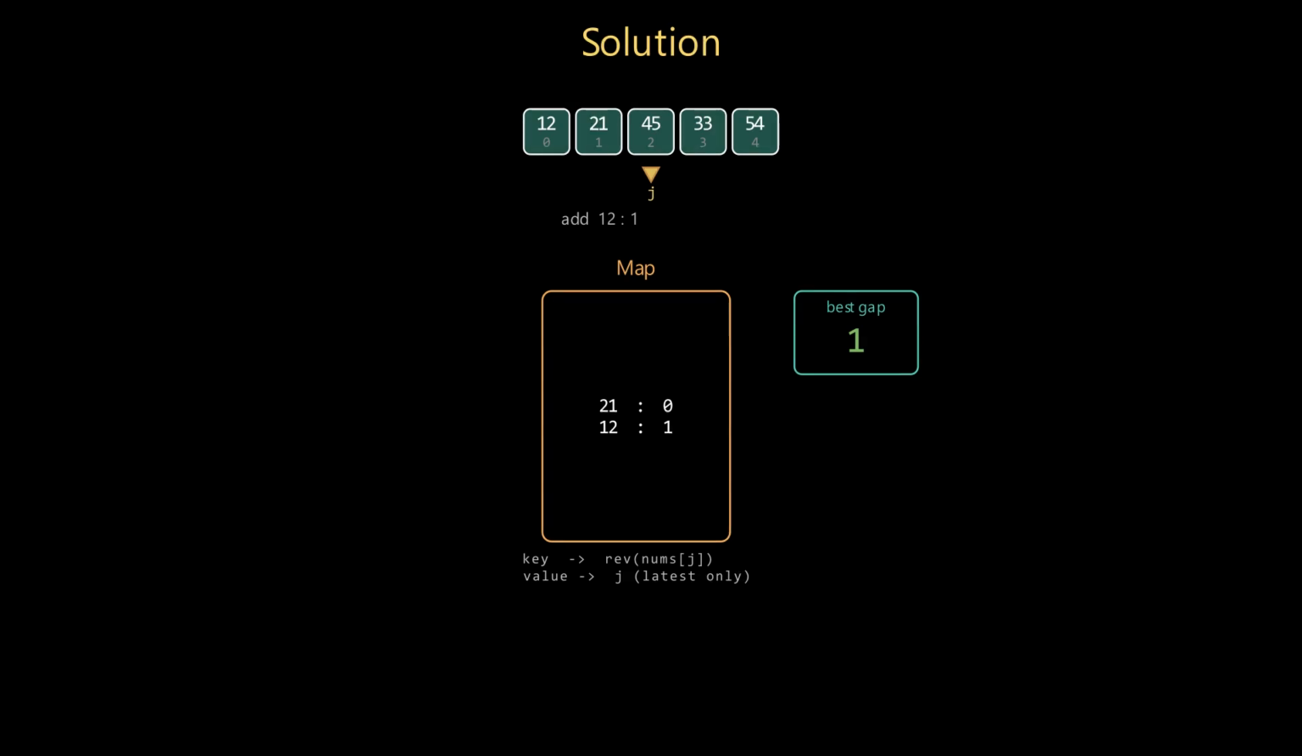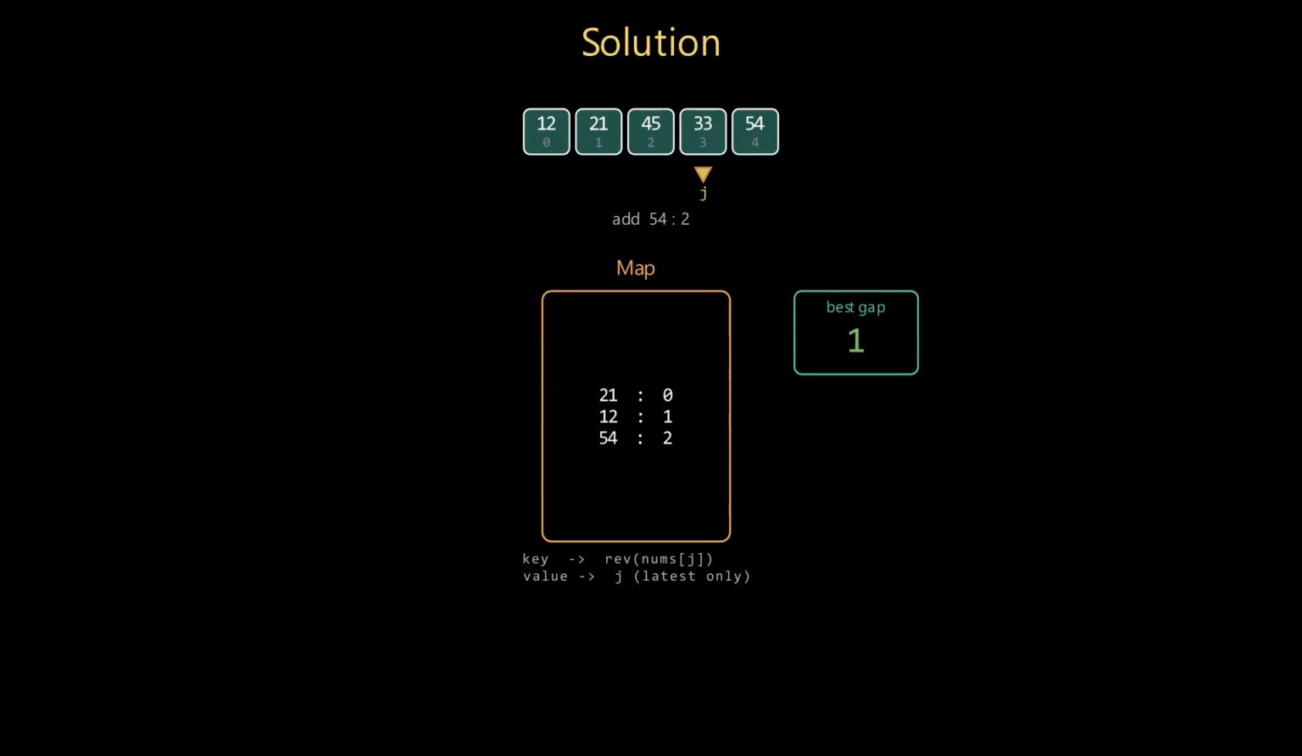Iteration j equals 2. nums[2] is 45. Look up 45; it is not a key yet, so no new pair. Insert the reverse of 45, which is 54, mapped to index 2. The best gap stays 1.